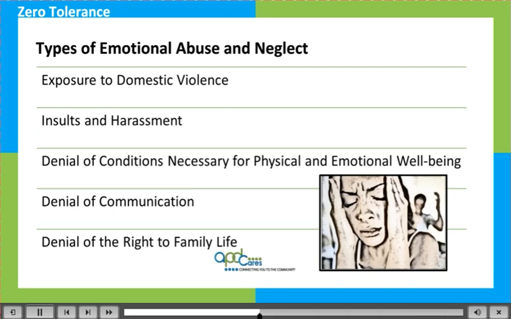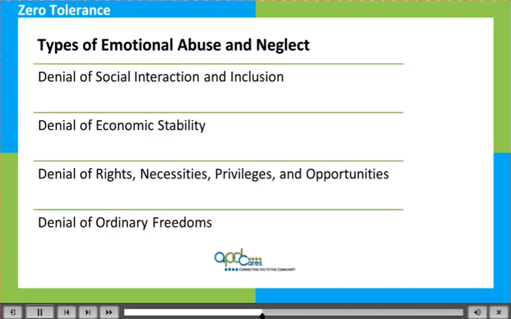Here are some of the most common types of emotional abuse and neglect. Exposure to domestic violence, insults and harassment, denial of conditions necessary for physical and emotional well-being, denial of communication, denial of the right to family life. Types of emotional abuse and neglect: denial of social interaction and inclusion, denial of economic stability, denial of rights, necessities, privileges, and opportunities, denial of ordinary freedoms.